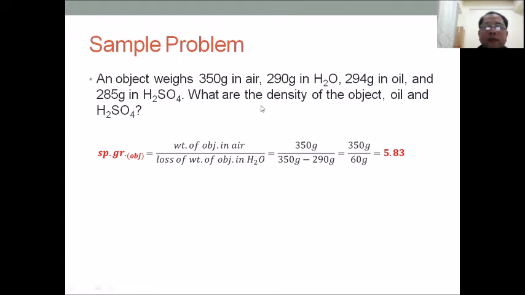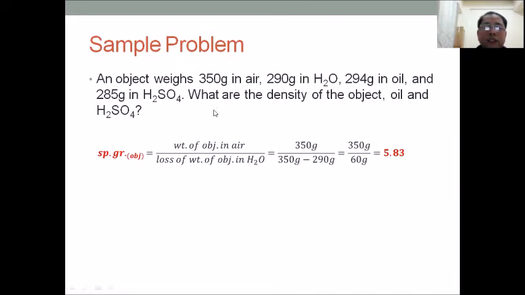Now, what we want to determine is its density, the density of that unknown object. So we want to find its density. Then we want to find the density of the oil, and including the density of the sulfuric acid. Now, we don't have to find the density of water because the density of water is already provided.